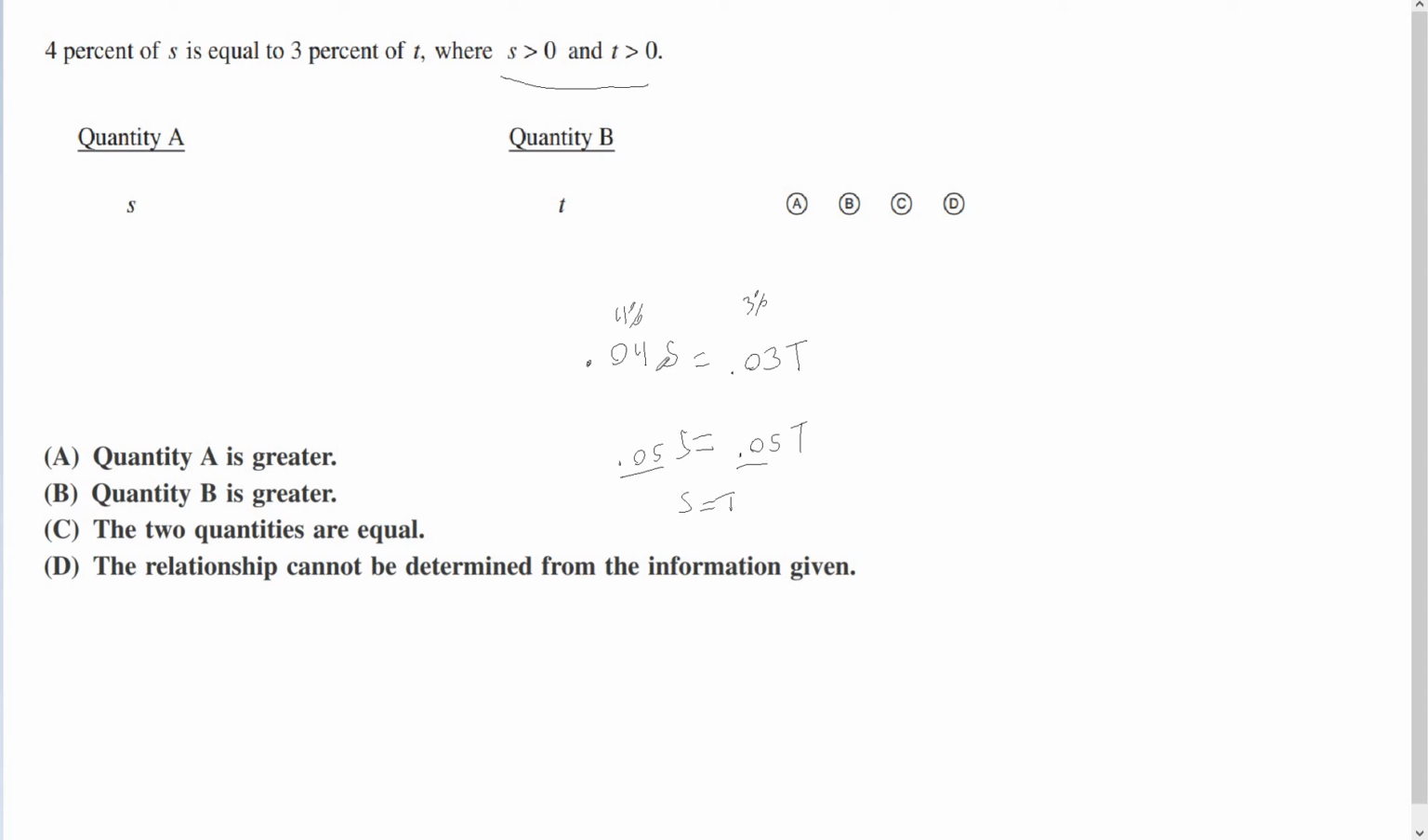Alright, so if this is the case, then s and t are equal. What happens if it's 0.04 of s and 0.03 of t and they're equal to each other? This means that 4 1/100ths of s is equal to 3 1/100ths of t. Or in other words, less of t is needed to equal more of s.